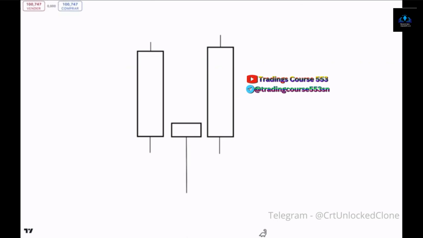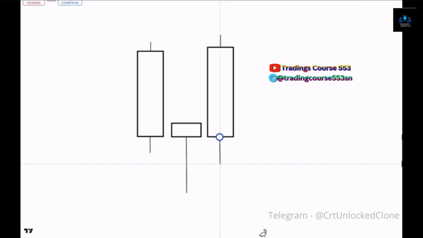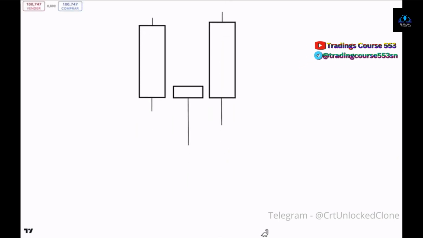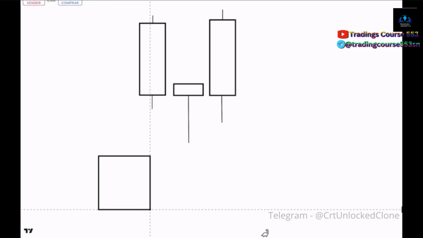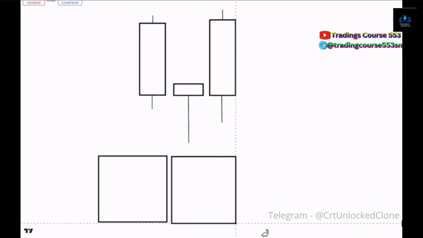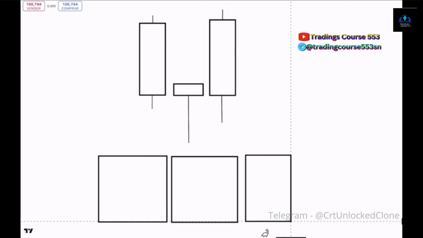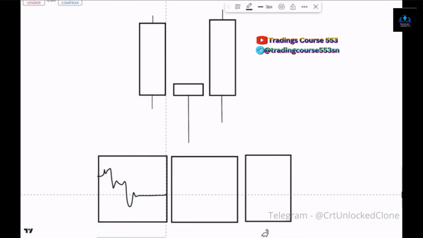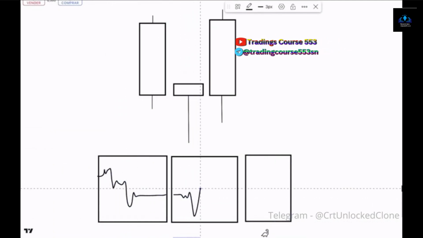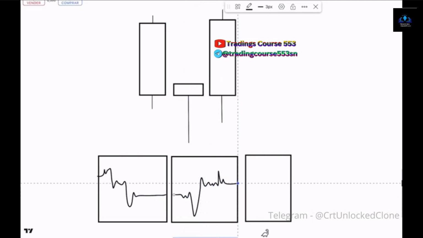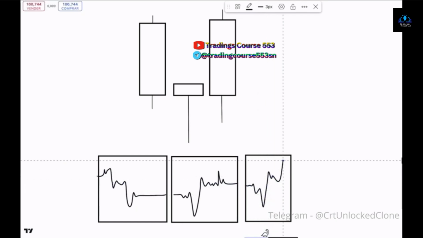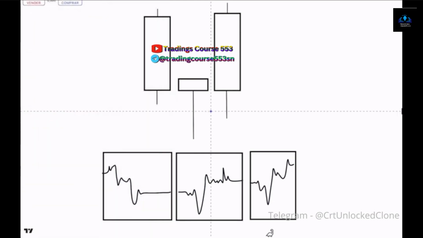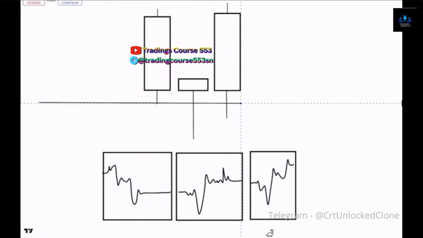You're looking for, number 1, a Model 1 entry inside here, right? As you know by now, as you should know, candles are ranges, right? So you're looking to trade each range. So you have range 1, then you have range 2, candle number 2, and then you have candle number 3, right? Over here, of course, key level.